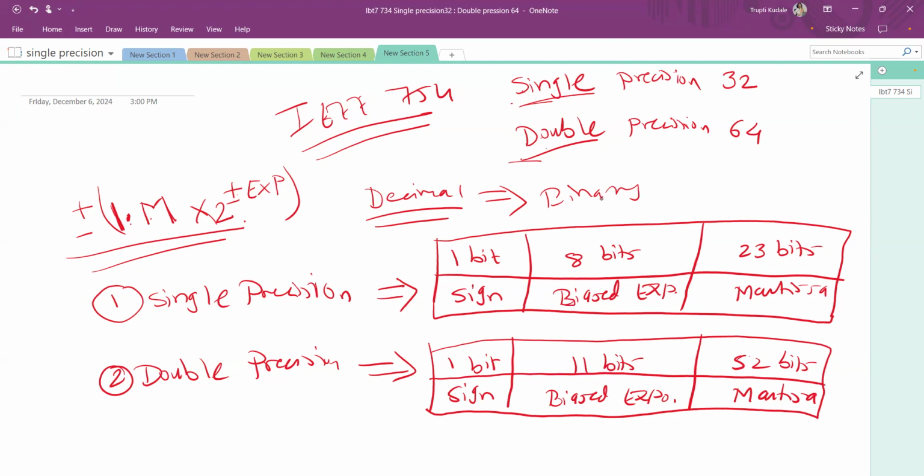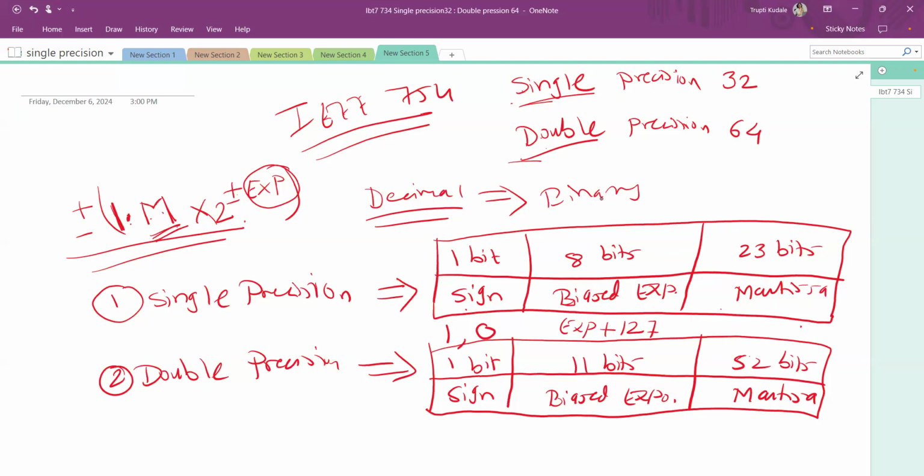Now, this is the sign bit. If the number is positive, sign bit will be 0. If the number is negative, sign bit will be 1. In case of biased exponent, in single precision format, whatever the actual exponent is, just add 127 to it to get the biased exponent. And mantissa is the fractional part, indicated as M. Whatever comes after the binary point will all be mantissa.